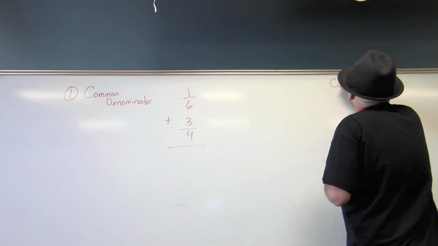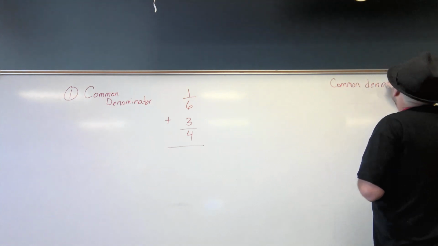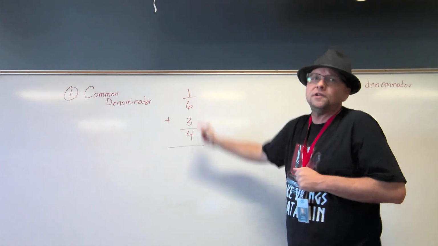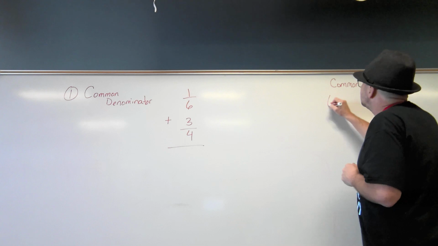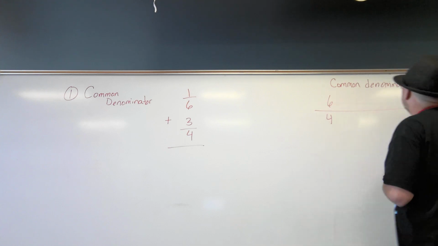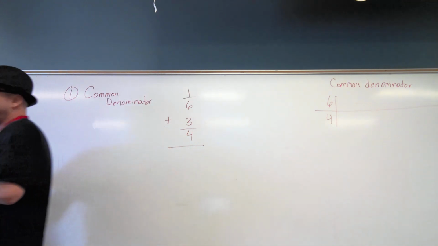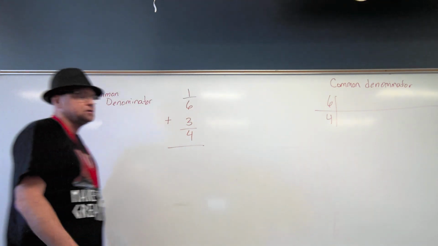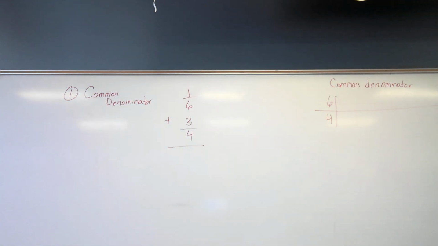But let's look at common denominator. The first step is to find the least common multiple. I take my two denominators, 6 and 4. So I have 6 and I have 4. And I'm going to list the multiples, like I'm counting by that number. Now you have a multiplication chart most of the time. And if you don't, you can use your fingers and toes to count.